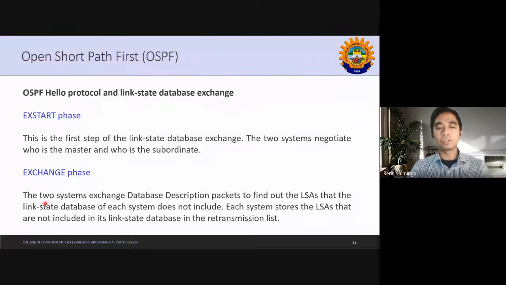And after your first state, so now you have the second exchange phase. So the two systems exchange database description packets to find out the LSAs, the link state addresses, that the database of each system does not include. So what will happen for this reason? Each system stores LSAs that are not included in the link state database in the retransmission list.